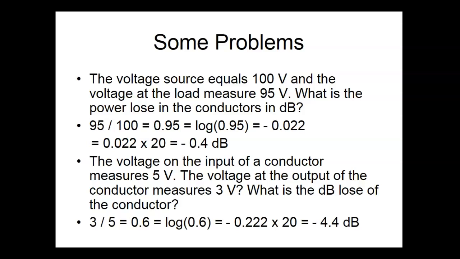The voltage source equals 100 volts, and the voltage at the load equals 95 volts. What is the loss in the conductor? So that would be what? 95 out of 100 in would be 0.95. We take the log of that. That would give us 0.22. We multiply that by 20. That would be 0.4 dB.